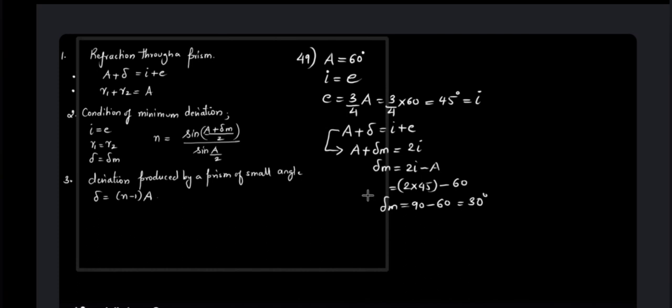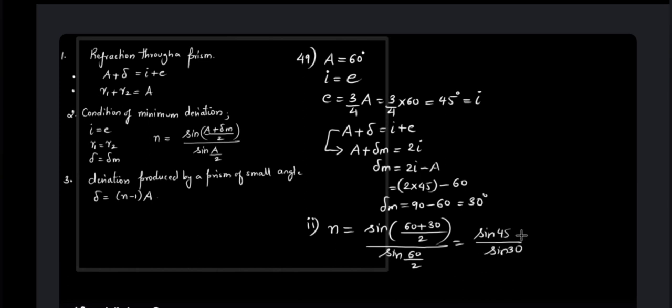the angle of minimum deviation. Alright, and we have to also find out the refractive index. So in the second part, I'll use the same formula: sine of A is 60 plus delta M is 30, that we just now found out, divided by 2 upon sine of 60 upon 2. So this is going to be 90 upon 2, so sine of 45 divided by sine of 30. That is going to be 1 upon root 2 divided by 1 upon 2, which is going to be root 2, equal to 1.414. This is going to be the answer.